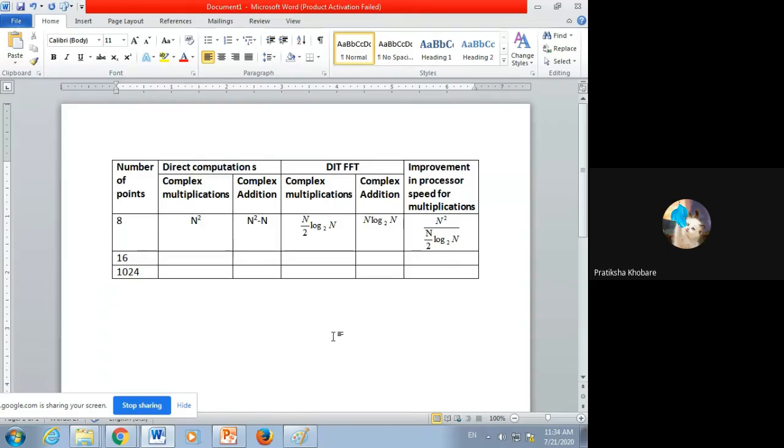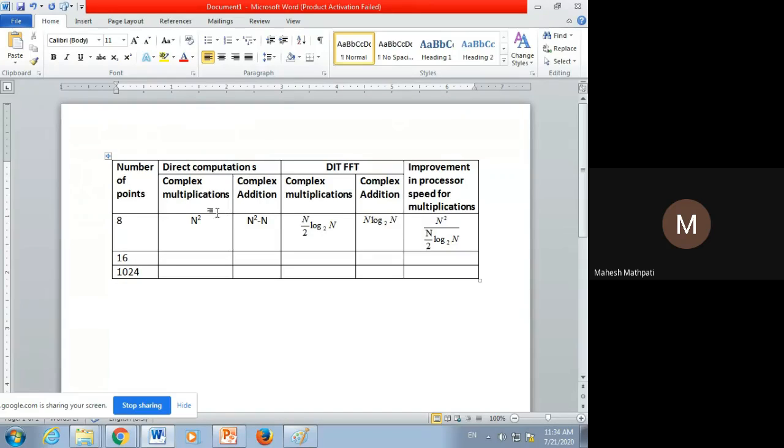Yes, sir. Let me read it once again, if anybody is having confusion. The first column is the number of points. I have taken 8, 16, 1024. You can take any number. I have split it into two columns: direct computation, that means with the help of DFT, and using FFT.